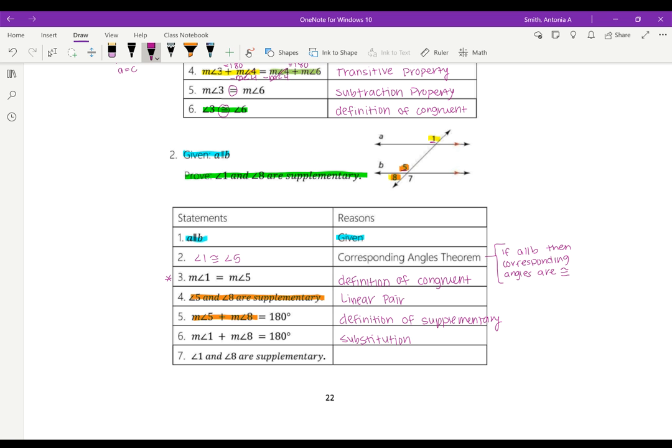Now moving on to our final statement here, we have angle 1 and 8 are supplementary. Well, what do we know about angles 1 and 8? Well, angles 1 and 8 add up to 180. So doesn't that mean the same thing? Supplementary means that they add up to 180. So if they add up to 180, that means they have to be supplementary. If they mean the same thing, we're using a definition. And the definition is of supplementary again.